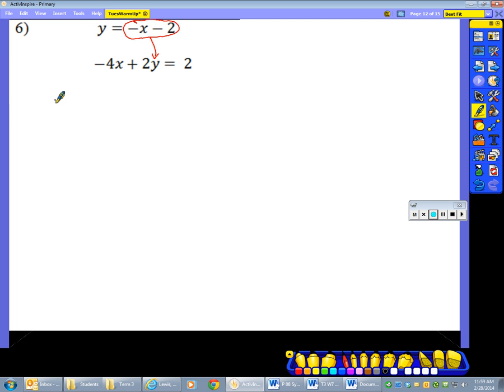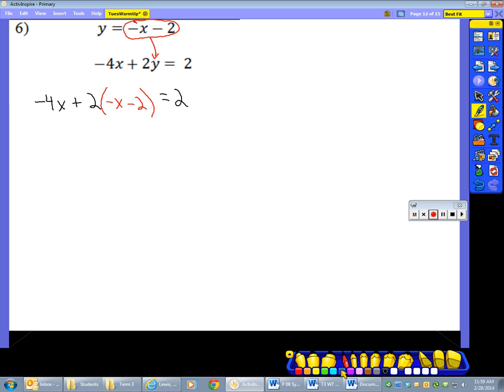So I've got negative 4x plus 2. Now I'm going to sub in all that stuff: negative x minus 2. See, I subbed it in for y, equals 2. So notice that everything stayed the same except that I took out that y right there and put all this stuff in for y, because that's what y equals.